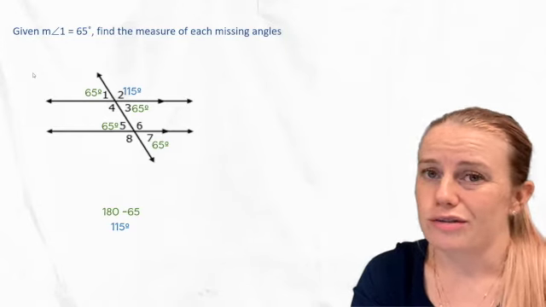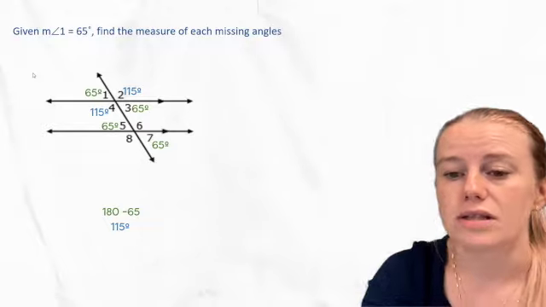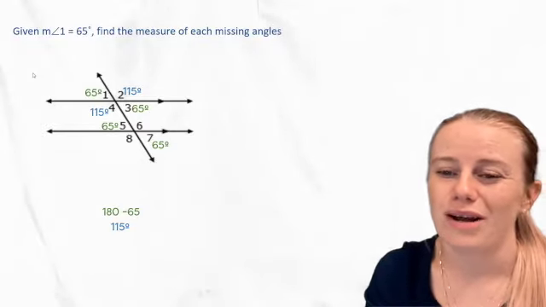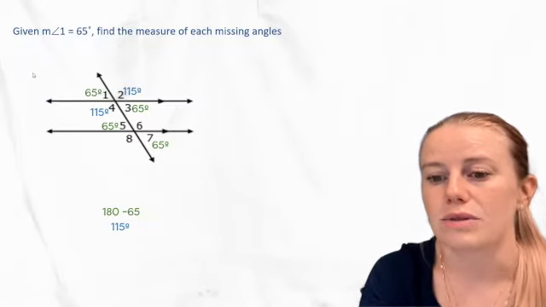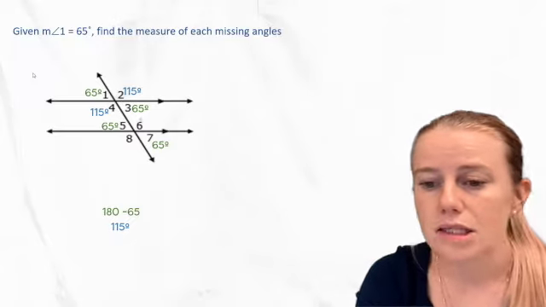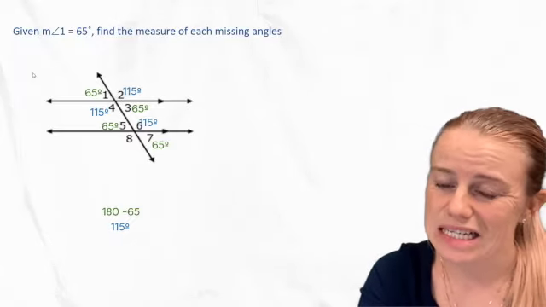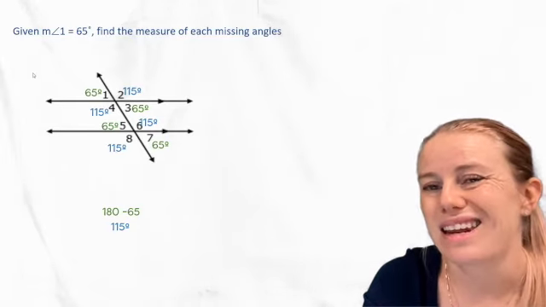And if that's the measure of 2, then that has to be the measure of 4, because those are vertical angles. They're also linear pairs with 1 and 4, and 4 and 3 are linear pairs. So those all add up to 180. 2 and 6 are corresponding, so that's also 115. Also, the relationships with the angles around it make it 115 as well. And then 8 is 115.